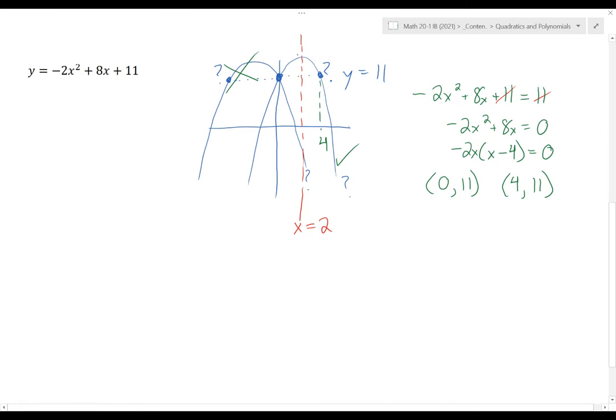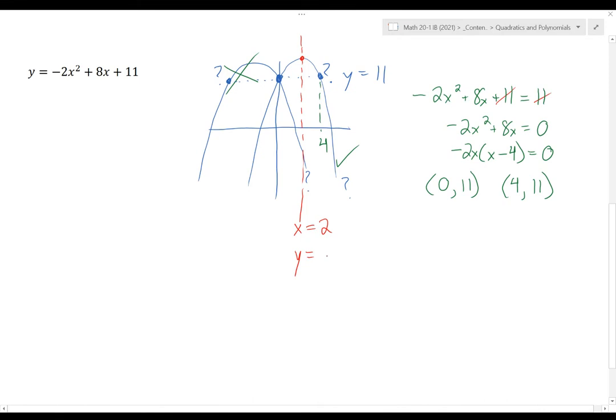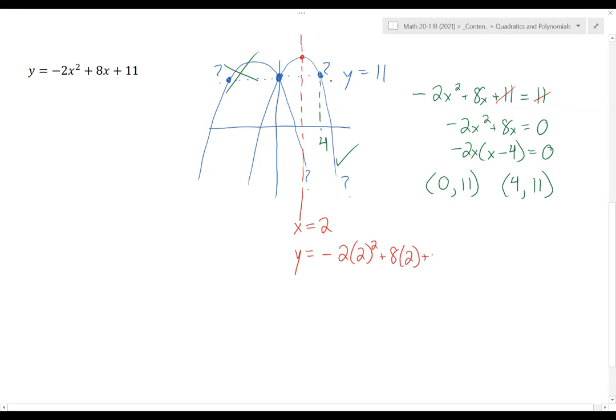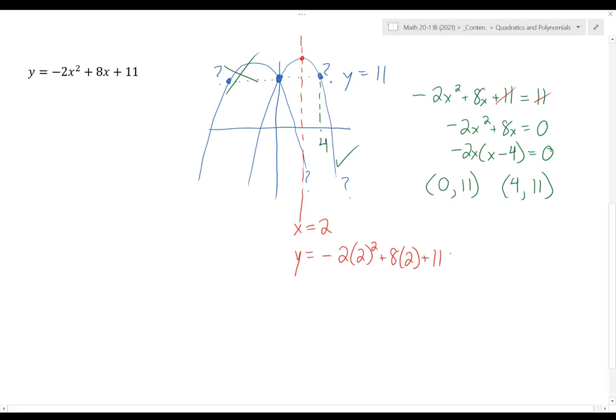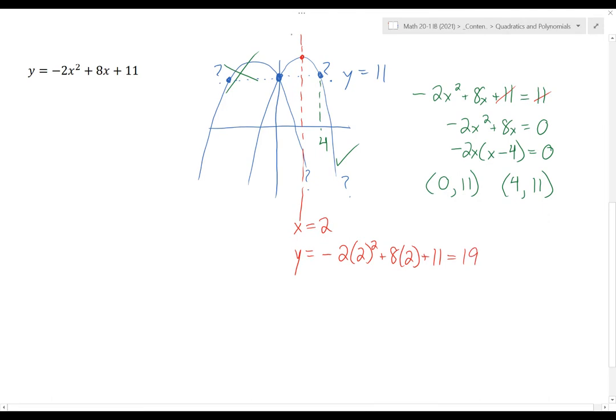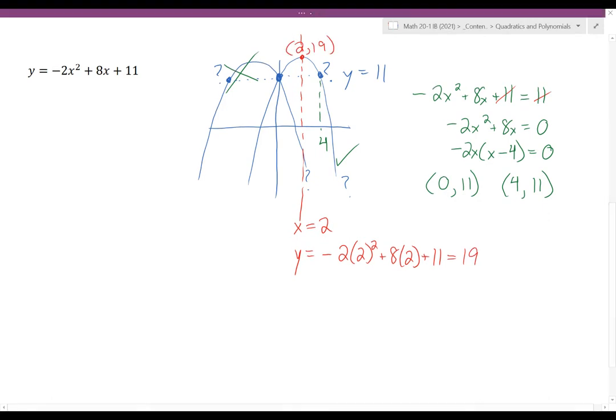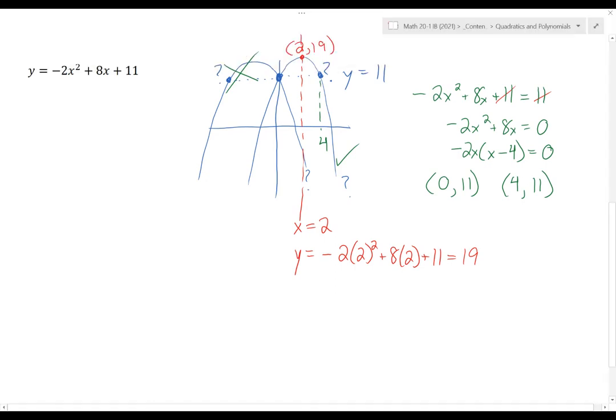So the x value of the vertex is 2, and I can find the y value by plugging that x value back into my original equation. So I do -2 times 4 plus 8 times 2 plus 11, and I get y equals 19. This means that the vertex is the point (2, 19). And now I know my equation in vertex form.